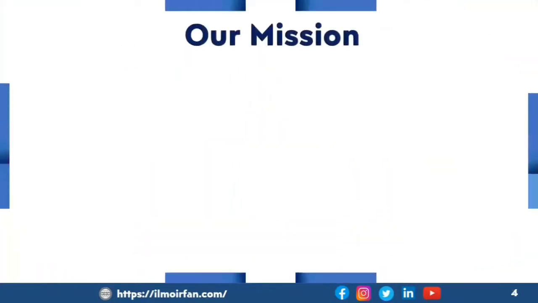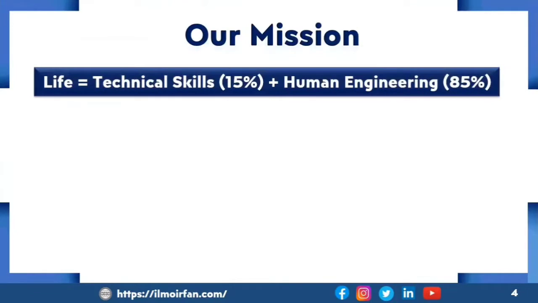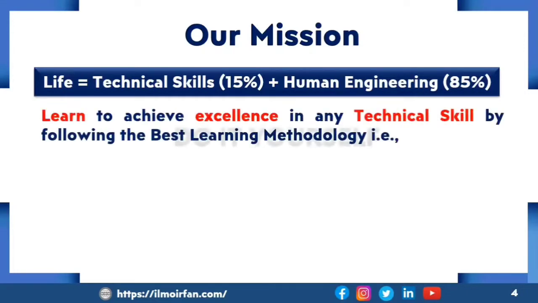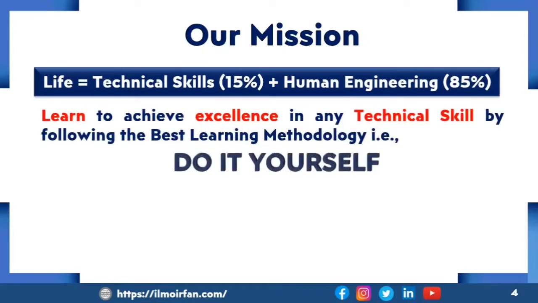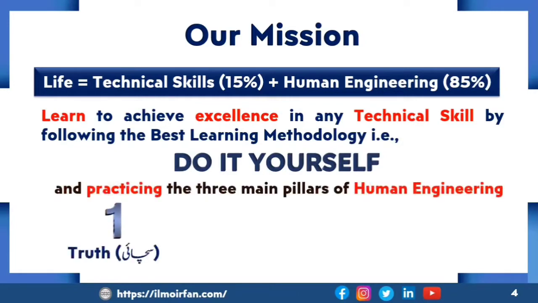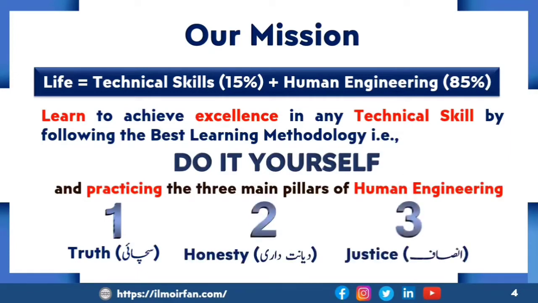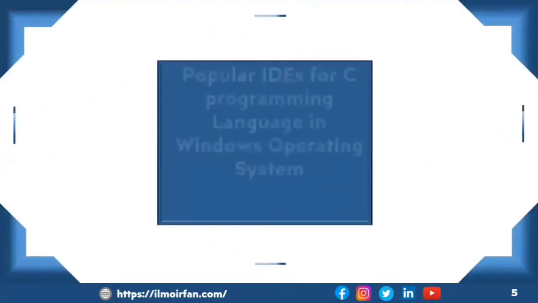The mission of our institute is as follows. According to our research, life is equal to 15% technical skills plus 85% human engineering. Therefore, at Ilmo Irfan Institute, our aim is to achieve excellence in any technical skill by following the best learning methodology, that is, do it yourself, and practicing the three main pillars of human engineering, that are truth, honesty, and justice.